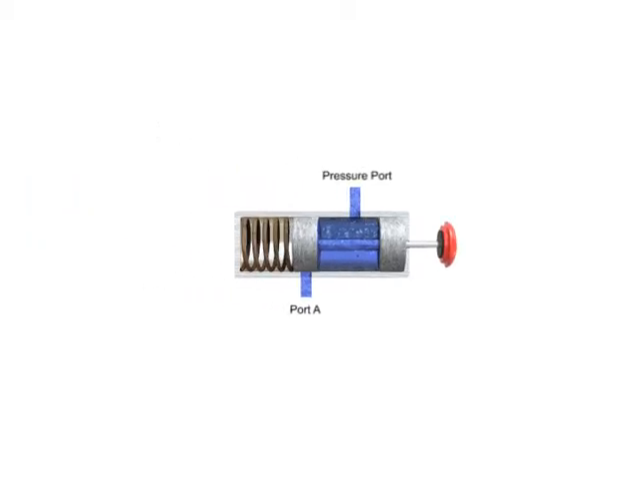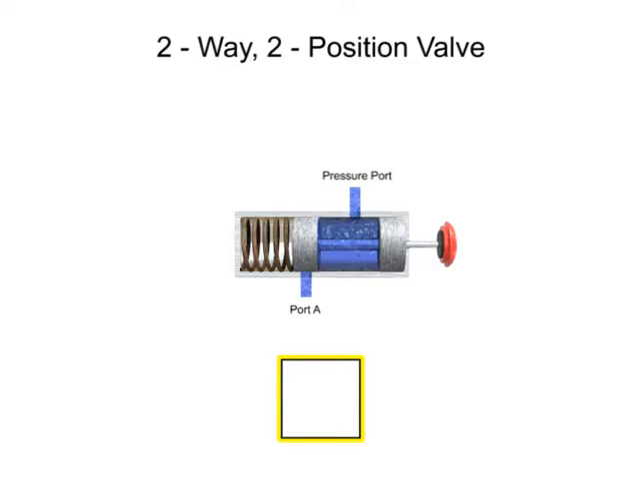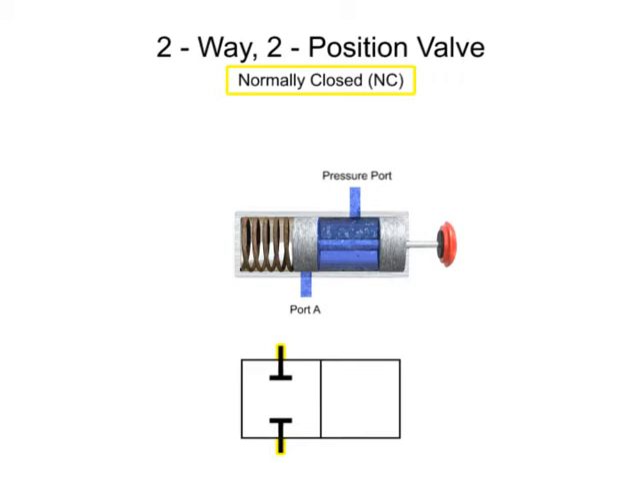Here is a similar valve to the one previously shown. It has two ports and two positions, so it is also a two-way, two-position valve. To illustrate the differences with this valve, let's build its graphic symbol. It is a two-position valve, so the graphic symbol will have two adjacent boxes. This valve also has two ports. However, in the normal non-actuated position, both ports are blocked. Therefore, it is a normally closed valve.